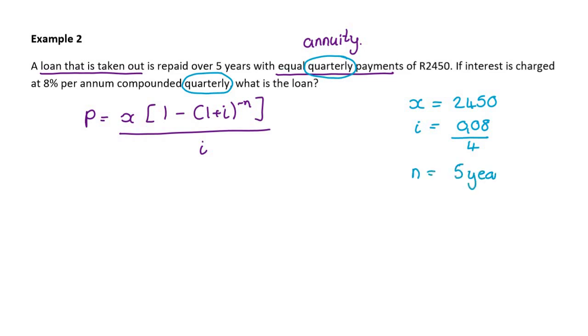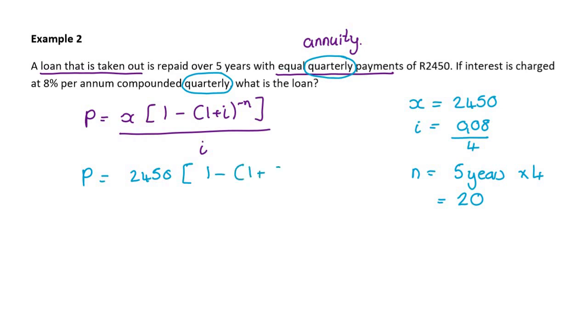And number of payments, well, it's 5 years. And how many quarters in a year? There's 4. So there are 20 payments. Remember, N doesn't stand for time period, it stands for number of payments. And the question says, if interest is charged at that, what is the loan? So I'm basically solving for P here, which makes it basically a substitution. Pick up your calculator question.